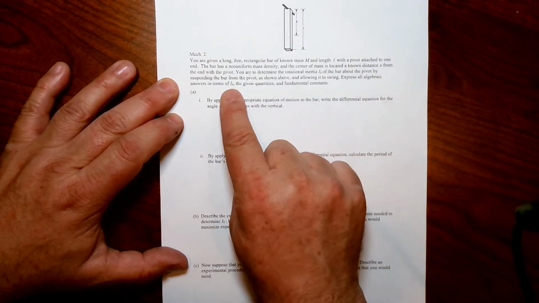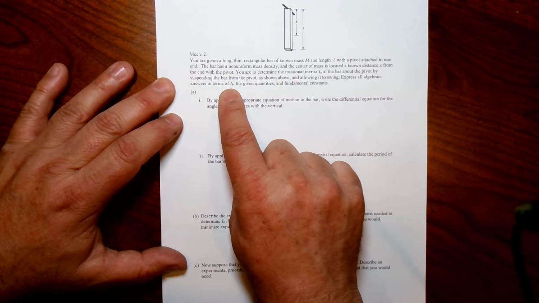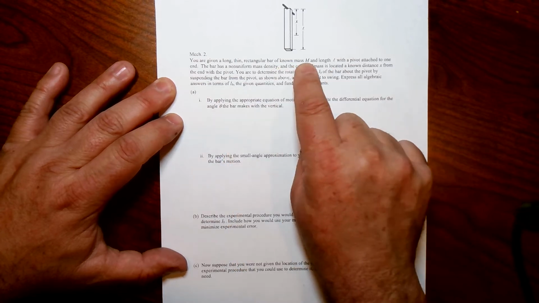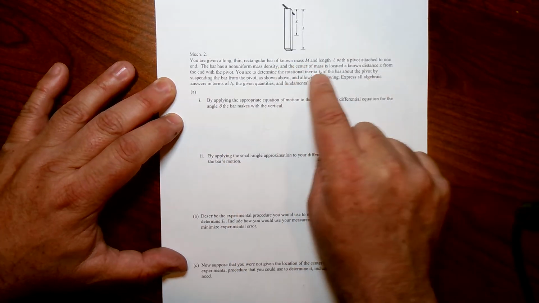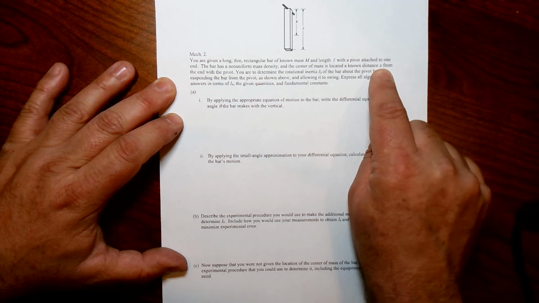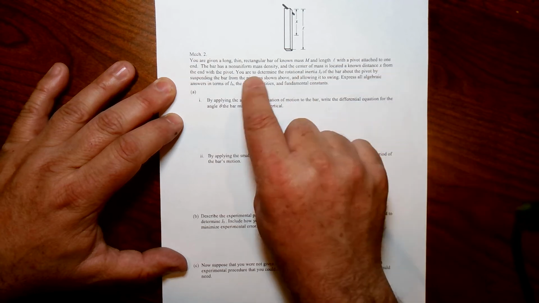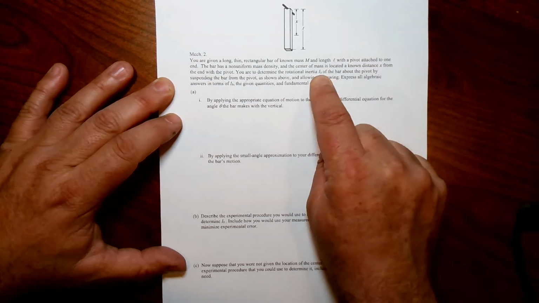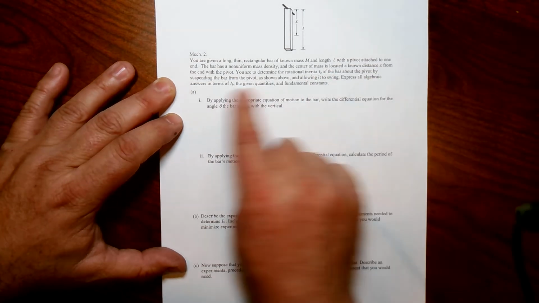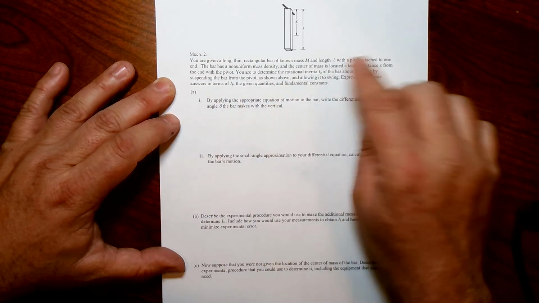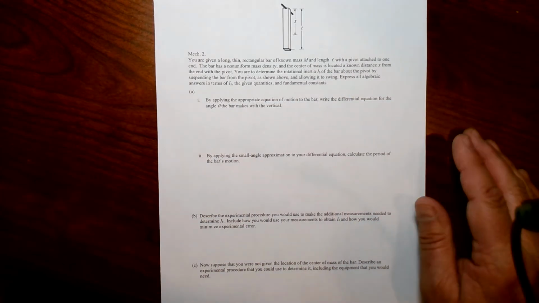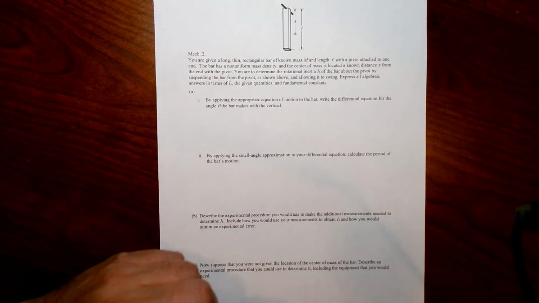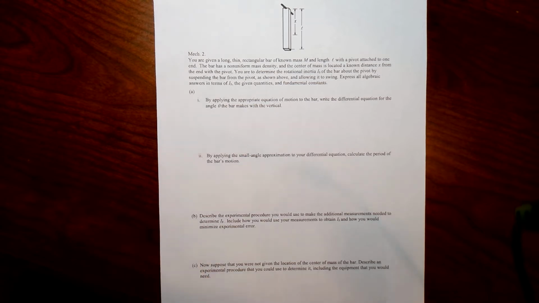This particular problem says you're allowed to use I. You have a bar of known mass and length L with a pivot, and you know X, the distance the center of mass is from the pivot, and oh, I see. So we're going to use this term. So express all algebraic answers in terms of I. The setup here is to find I experimentally. Yeah, I don't think this is the physical pendulum from hell, but let's just go ahead and finish solving this anyways.